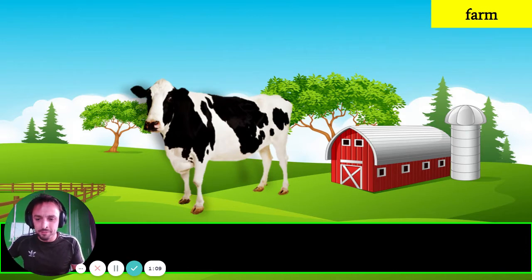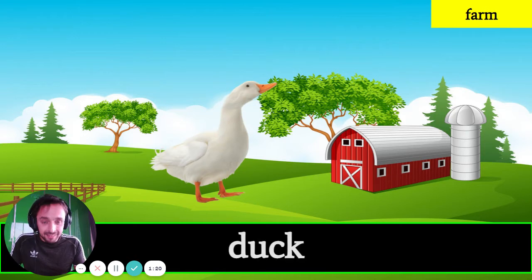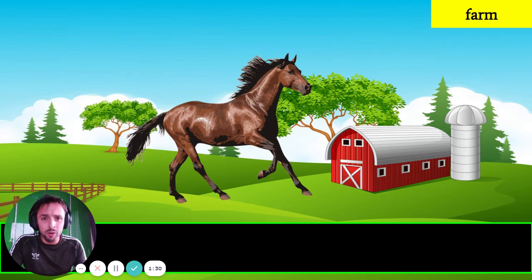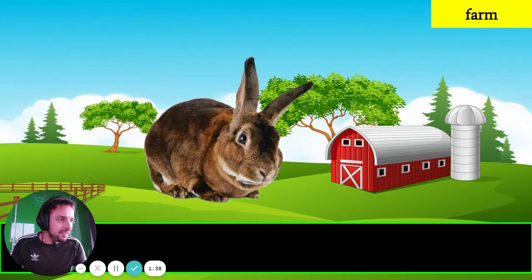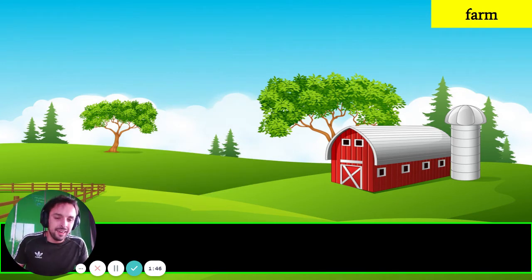First one, what is this? It's a cow. C-O-W, cow. Next farm animal is the duck. D-U-C-K, duck. Okay, next one. What do we have here? We have the horse. It's a horse. Okay, next animal. What's this? It's a rabbit. Okay, next one.